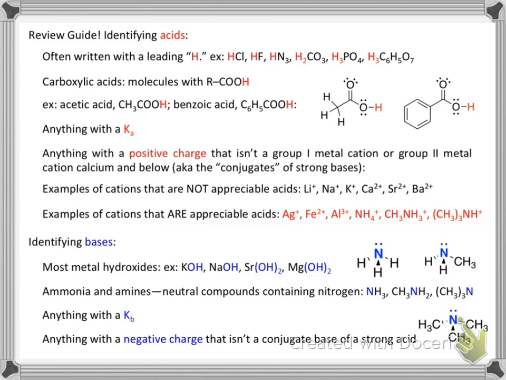And so let's just quickly look over again how to determine whether something is an acid or a base. So acids are oftentimes written with an H out in front. We see this with all of our strong acids and then some weak ones also. Or we look for carboxylic acids, and these have the COOH group written at the end. Or if you have something that's given a Ka, it's a pretty good sign that's going to be an acid.